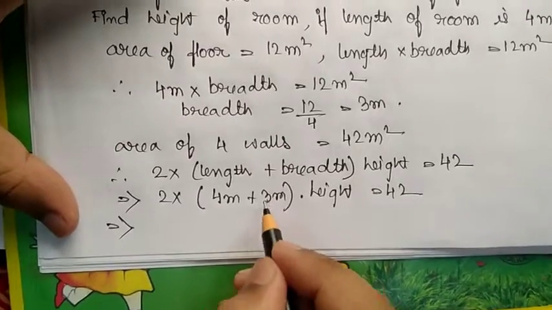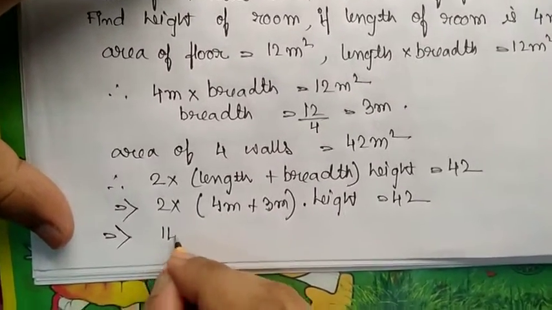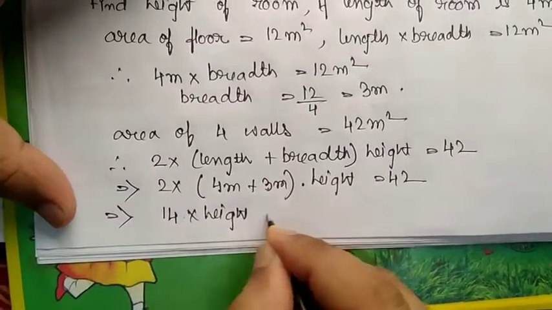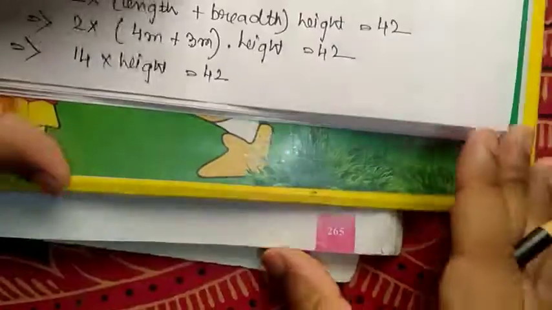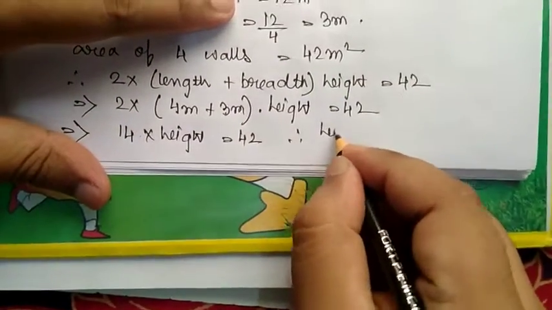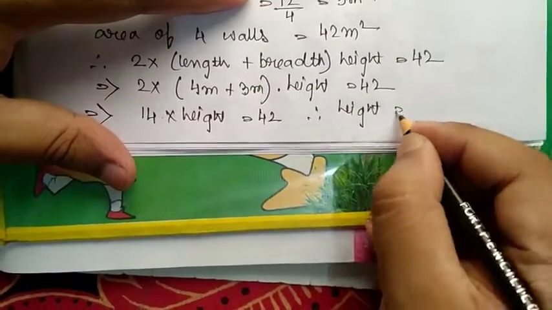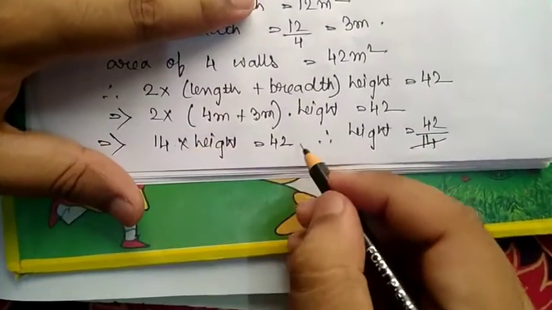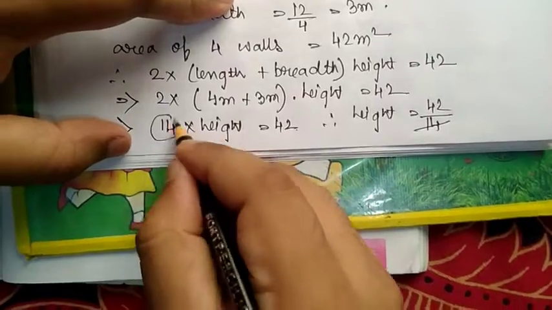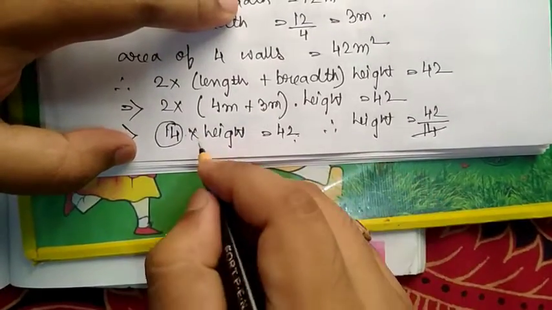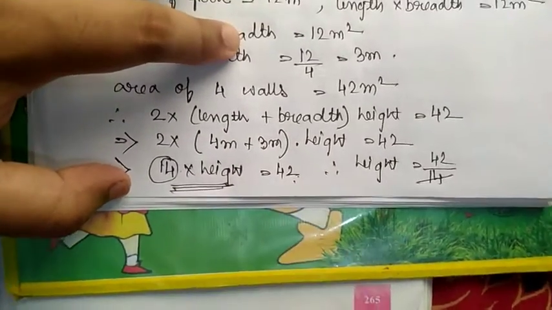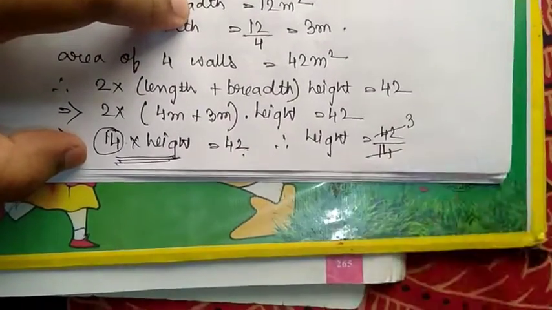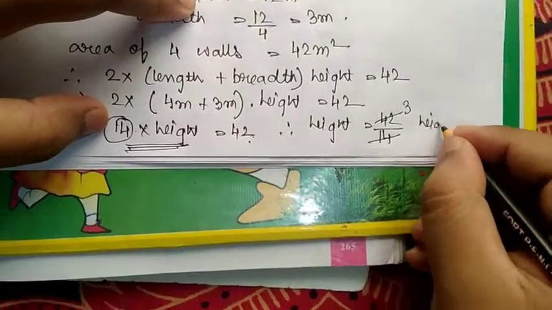So therefore 4 plus 3 means 7. 7 into 2, 14 into height equal to 42. So therefore height equal to 42 by 14. From left hand side to right hand side, if it goes here, it should be divided because this is a multiplication form. So therefore 14 into 3 is 42. So height is 3 meter.